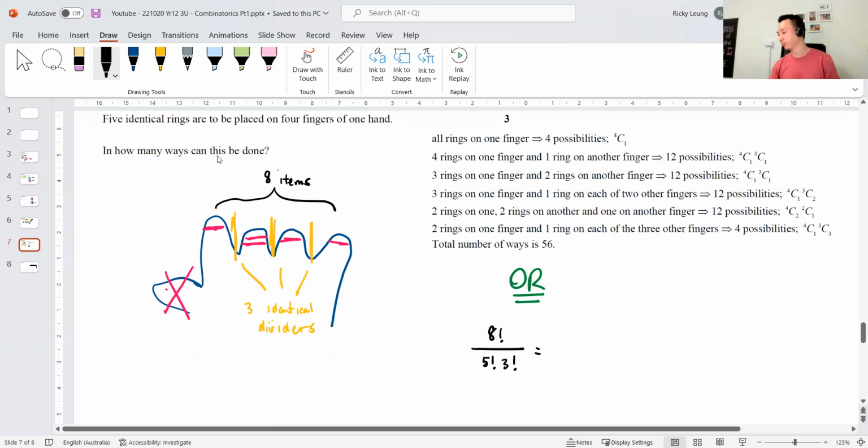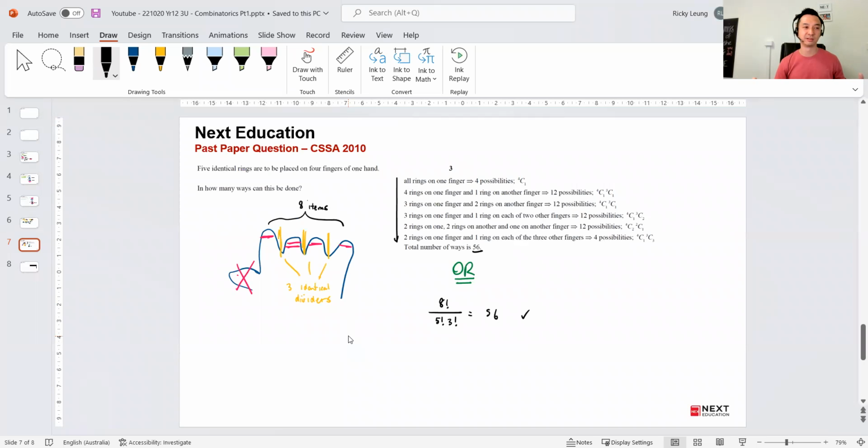Now, I'm hoping, guys, let's punch this in the calculator. The answer is 56. 8 factorial over 5 factorial times 3 factorial. Look at that. 56 ways, 56 ways. So you can do this if you wanted to, or appreciate the divider method.